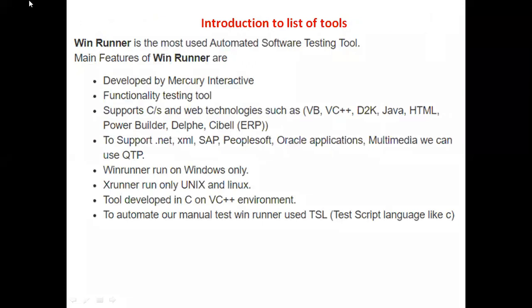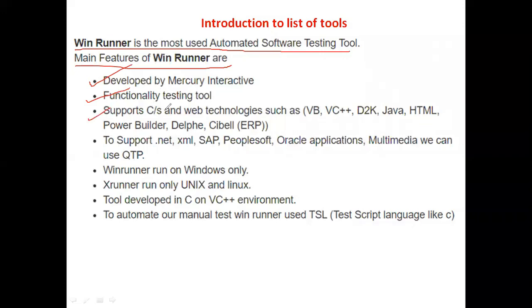Introduction to the list of tools. So these are the list of tools that we see now. In that, the first one is WinRunner. WinRunner is the most used automated software testing tool. Main features of WinRunner: it is developed by Mercury Interactive, a functionality testing tool. So this WinRunner testing tool we are going to use for functionality testing.